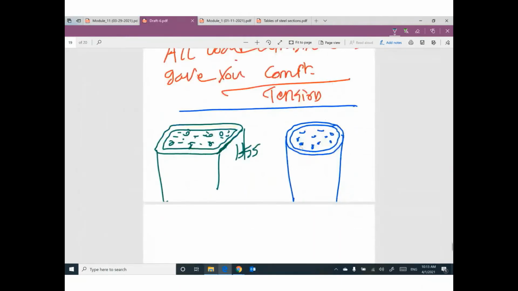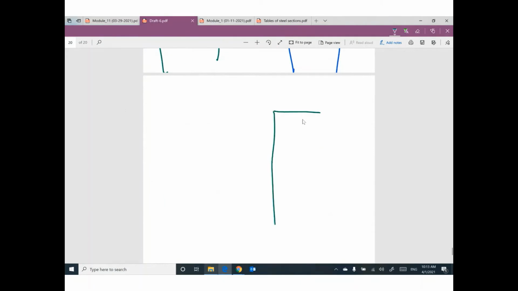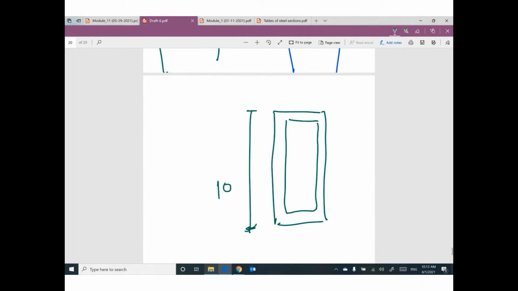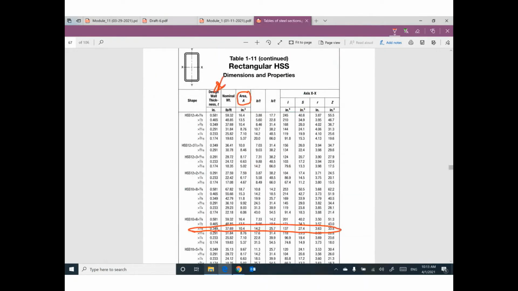So guys, to explain it to you, in this cross section, this total length is 10 and this total length is 6. This is the meaning of HSS 10 times 6 times 3/8. This 3/8 will be this thickness, or you can find the thickness from the table.